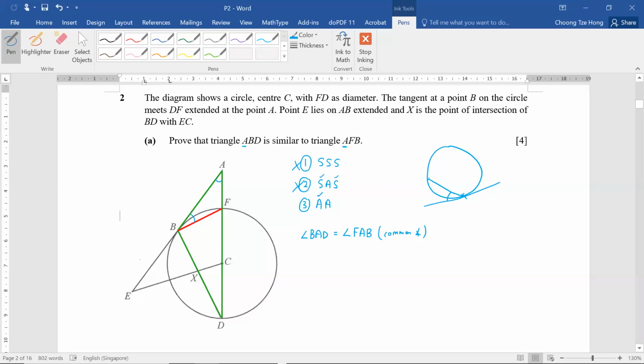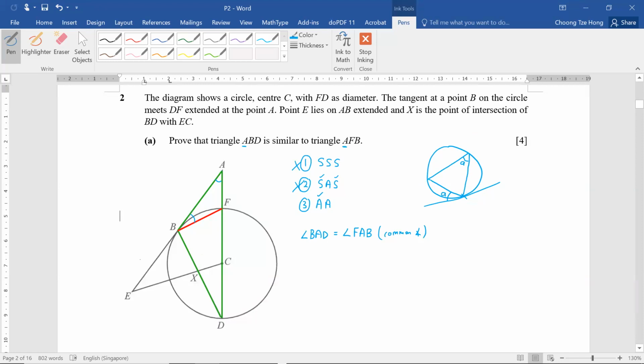Okay, then when you extend the chord to form an angle at the other segment of the triangle, this angle formed here, let's call it angle A, will be equal to the angle between the chord and the tangent. Okay, so this is called angles in alternate segment. Why angles in alternate segment? Because they are in different segments of the triangle.